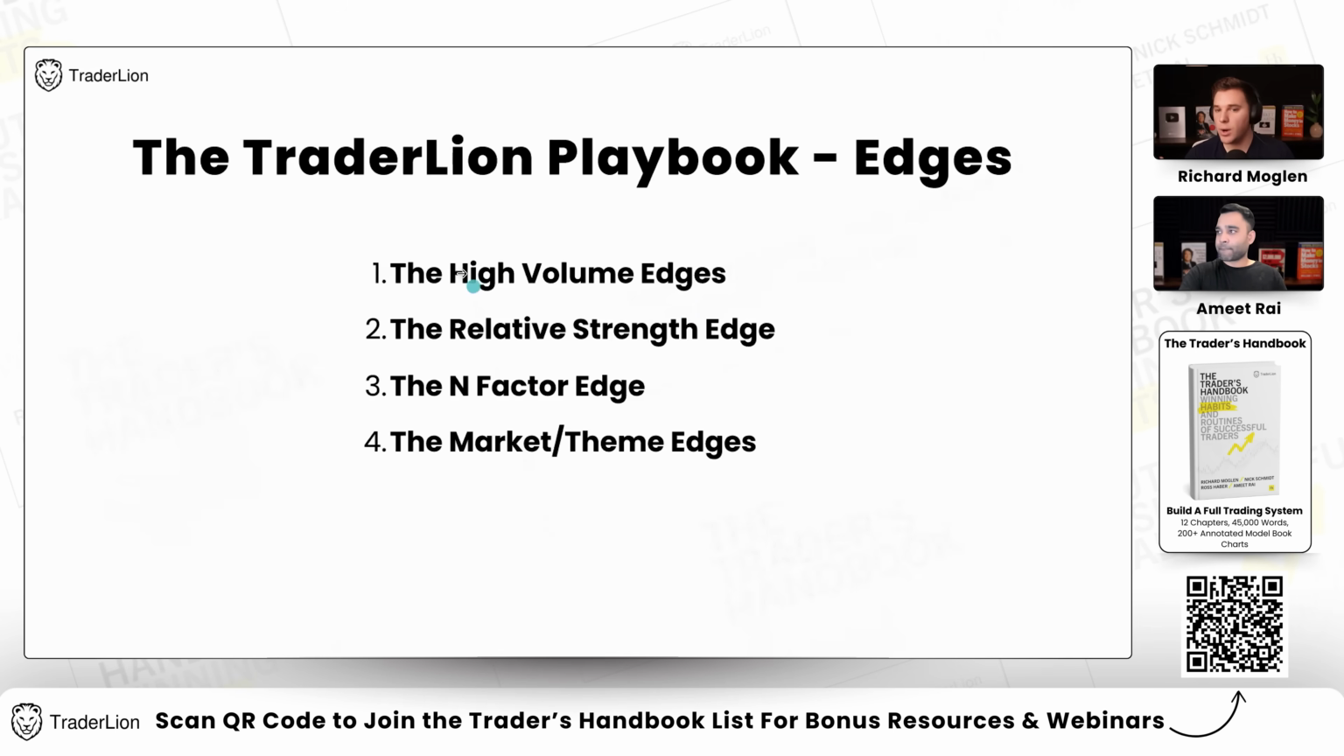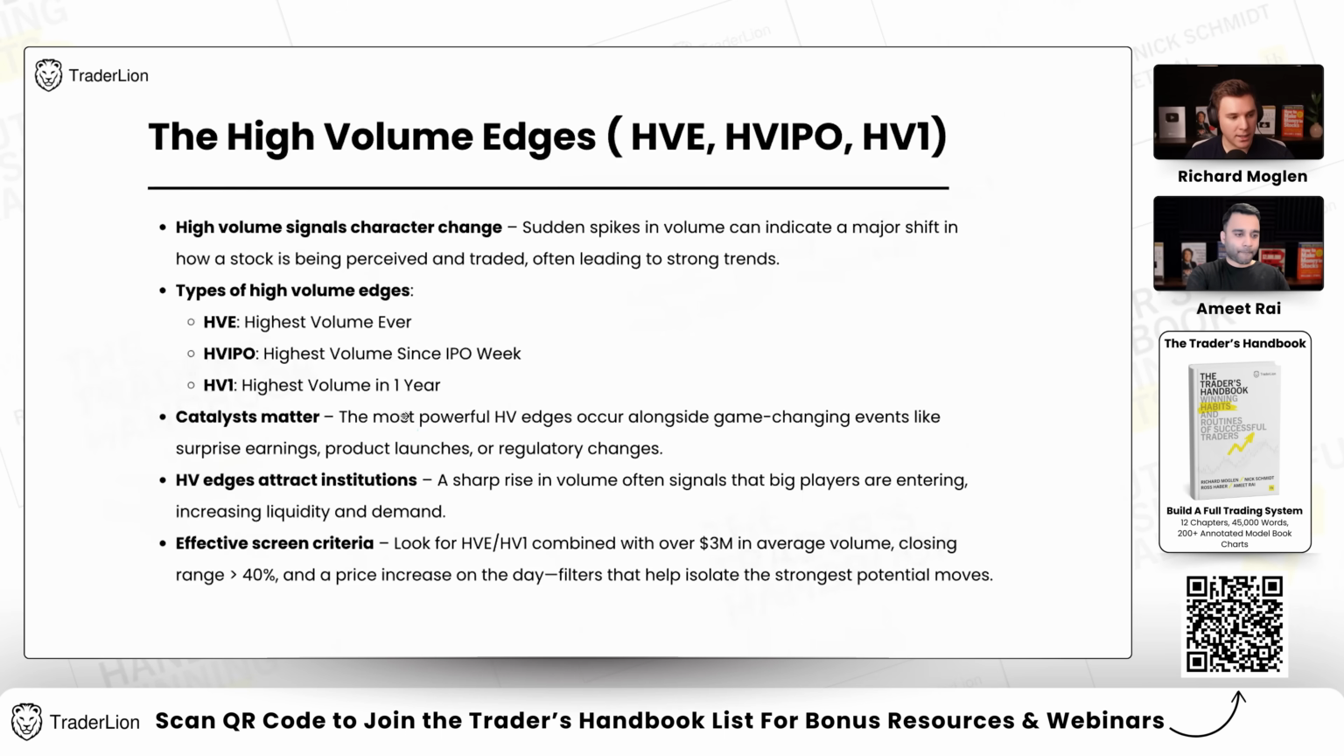So for whoever you are as a trader, you have to come up with a list like this of the main ones that you use, that you are confident in, that you've studied, gone back and studied previous market winners, and identify the strongest potential stocks for your style. So you should kind of develop a list for yourself. And let's dive into number one, the high volume edges.